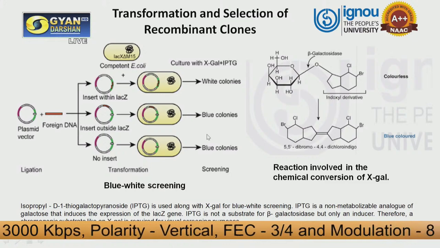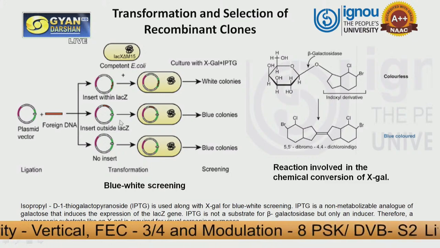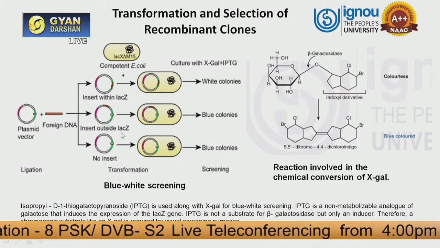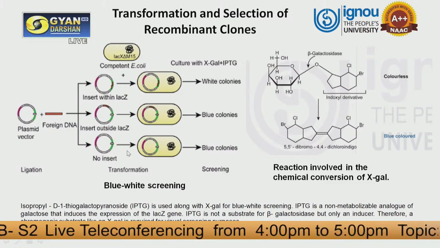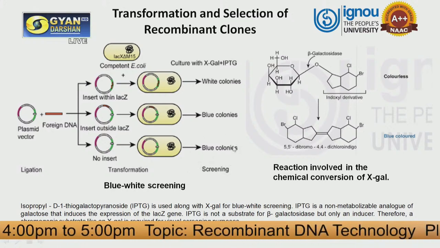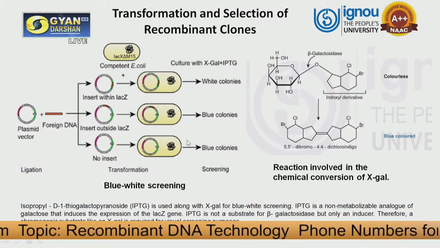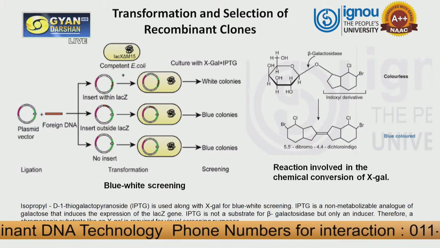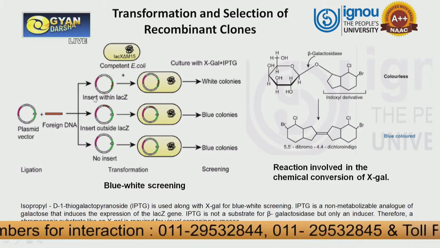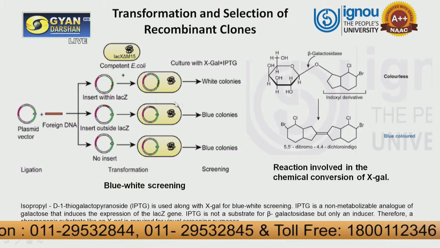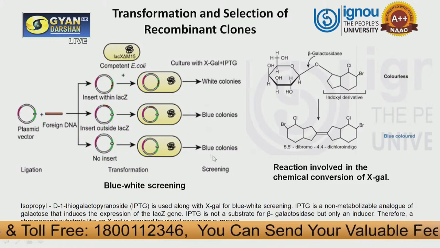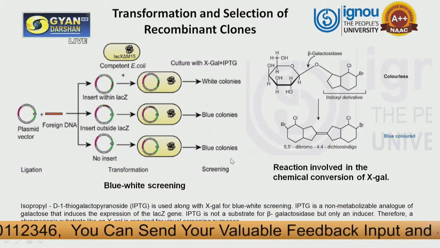So this will give you a hint that there is an insert which is not actually present within the LacZ gene. Or there could be another example where there is no insert. In this case also you will find the blue colonies. So in this type of selection, if the experiment has been properly designed and your gene of interest has successfully cloned in the LacZ portion, you will get the white colonies, whereas otherwise you will get the blue colonies. So this is the blue-white selection.